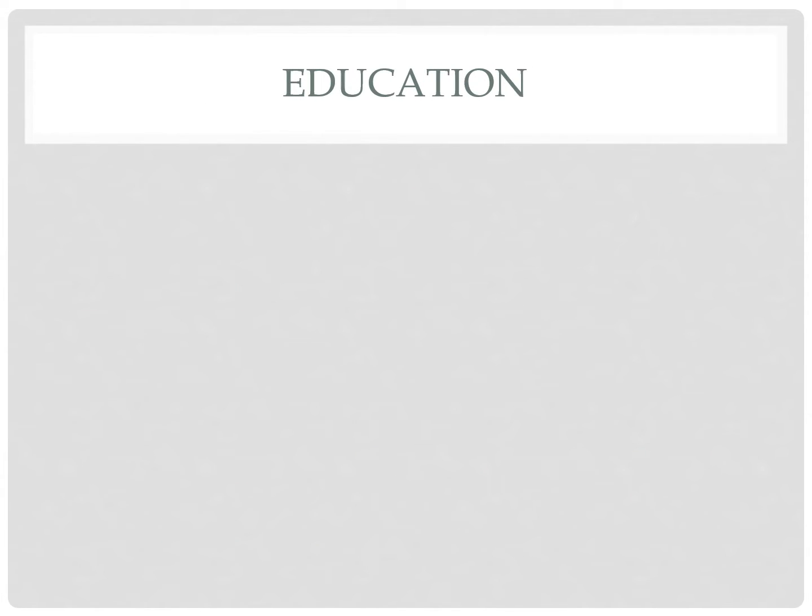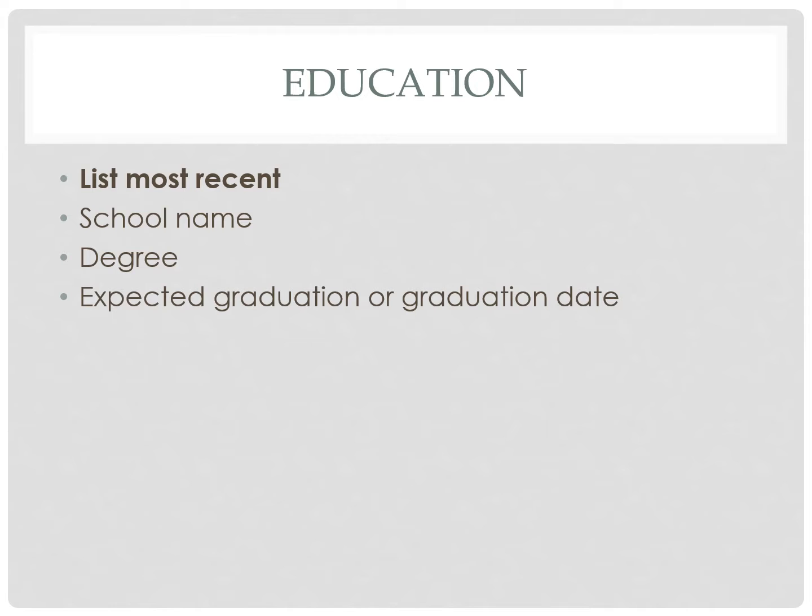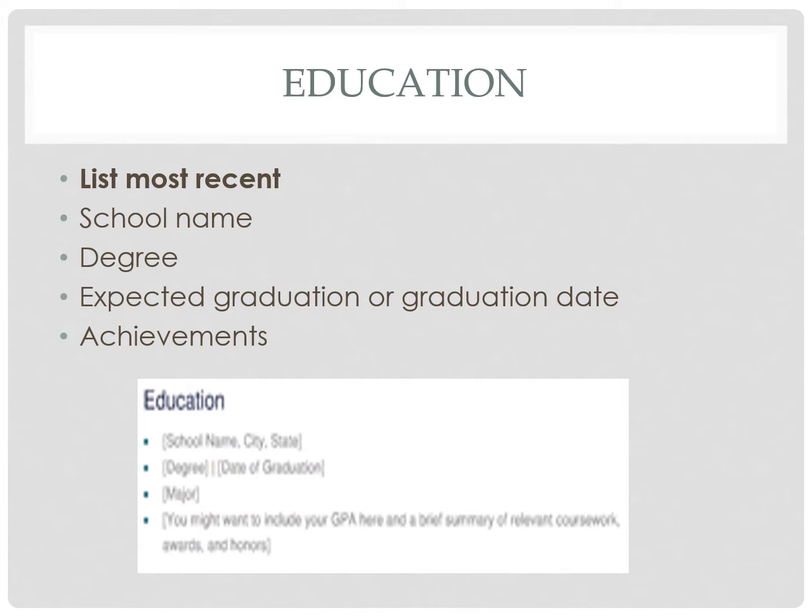After the objective section, we can now move on to the education section. In the education section, we want to list our most recent education, not including high school. So under this, we include school name, our full degree, expected graduation or graduation date, any achievements like if you were a student president or a valedictorian, and here would be an example.